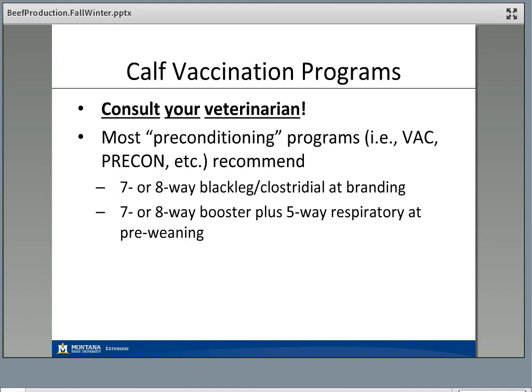Okay, now we're going to move into wintertime. When we think about winter feeding, we'll talk about cold weather feeding here for a few minutes.